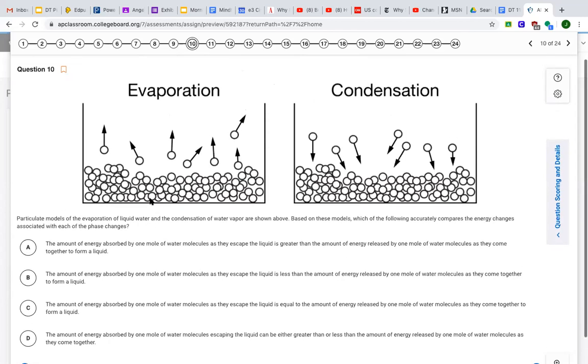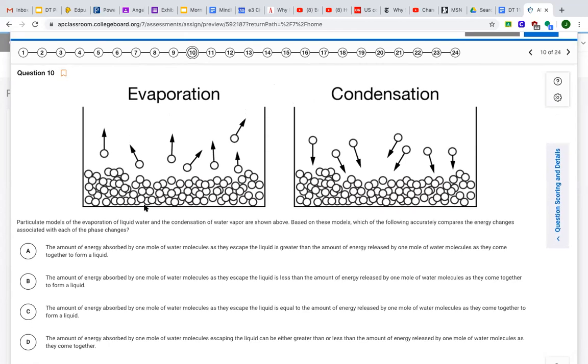So number 10, evaporation, condensation. Okay, particulate models of the evaporation of liquid water and the condensation of water vapor are shown above. Based on these models, which of the following accurately compares the energy changes associated with each of the phase changes? Okay, so this is interesting, right? So give this a good read, okay? Take a solid 90 seconds.